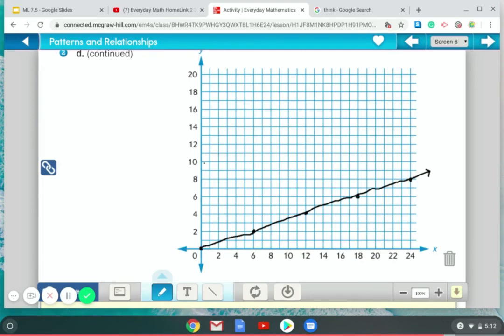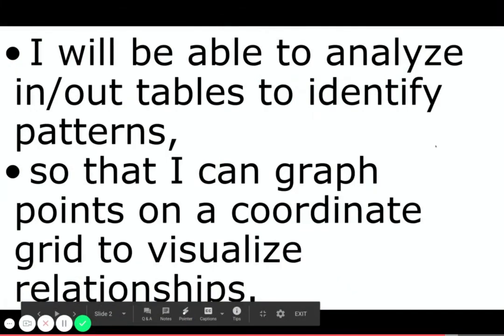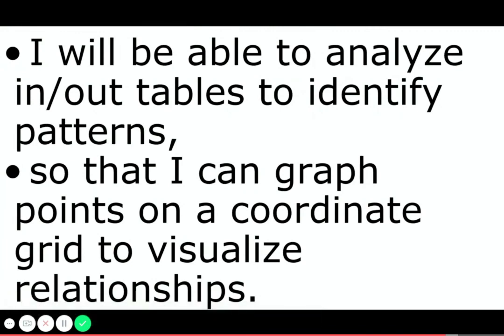Okay, boys and girls, to conclude the lesson, let's just review our objective. So today, you were able to analyze in and out tables to identify patterns. We did that so that we could then take that information, form ordered pairs, and graph the points on a coordinate grid to visualize, to make mind movies of the relationships between the in and the out of our corresponding terms.